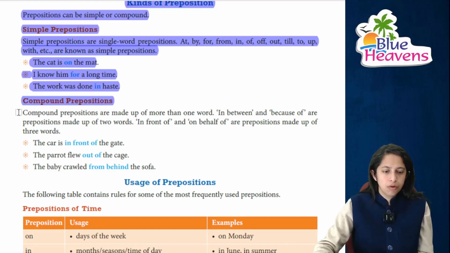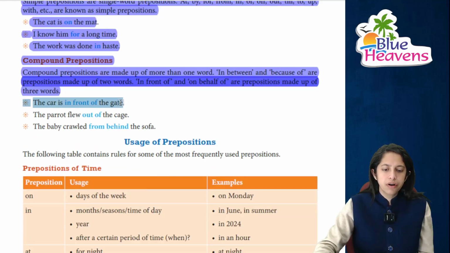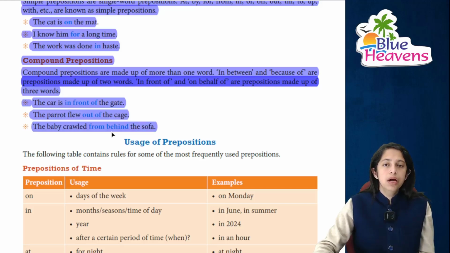Compound prepositions क्या होते हैं? They are made up of more than one word. जैसे कि in between, because of. Prepositions made up of 2 words. In front of, on behalf of. Prepositions they are made up of 3 words. जैसे कि the car is in front of the gate. The parrot flew out of the cage and the baby crawled from behind the sofa.